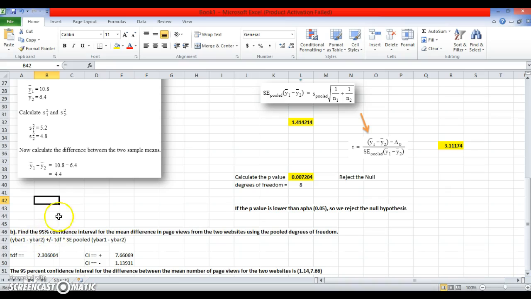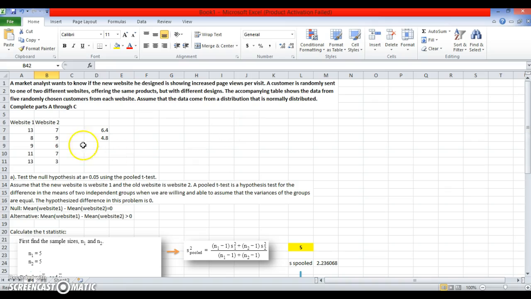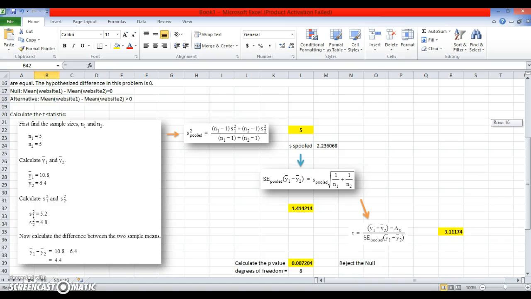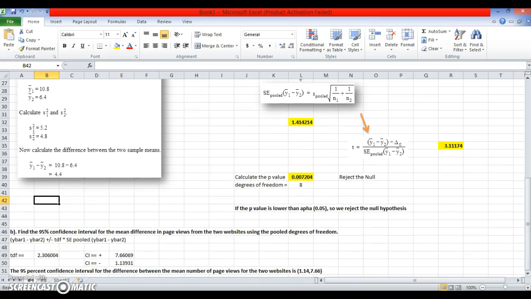Find the 95% confidence interval for the mean difference in page views from these two websites using the pooled degrees of freedom. Now, just getting you a closer look, if you remember this, website 1 and website 2 are pretty similar in terms of the actual sample size, the mean, and the standard deviation. So, going back to our question.